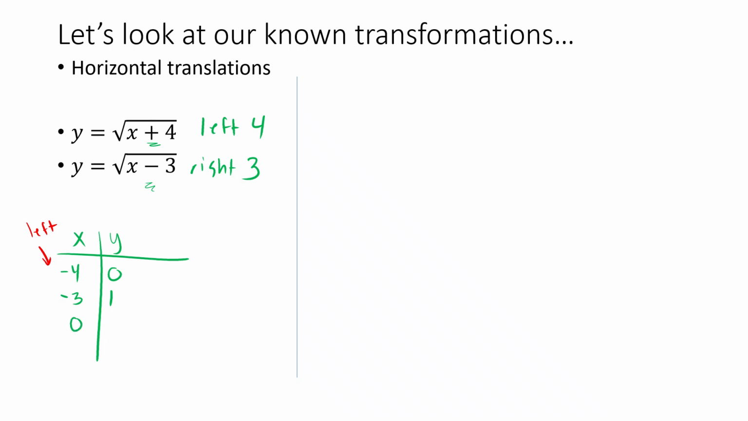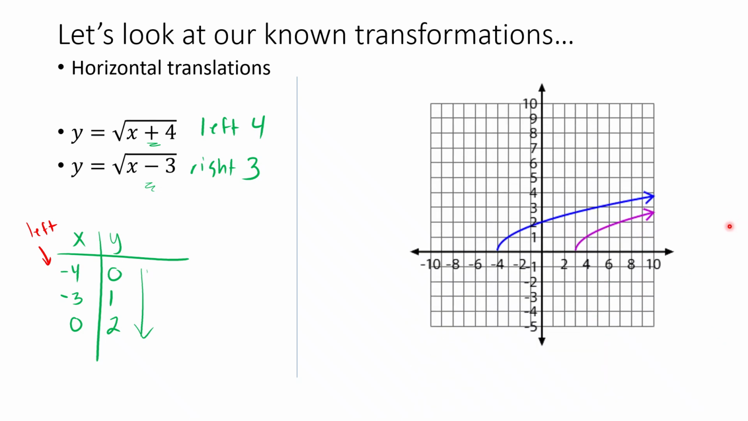0 plus 4 is 4, and the square root of 4 is 2. And if you compare this set of numbers right there with our set of numbers when we were building our table, you can see those y coordinates are exactly the same, except now everything on my x's is actually moved to the left, not to the right. So let's take a look at those graphs.